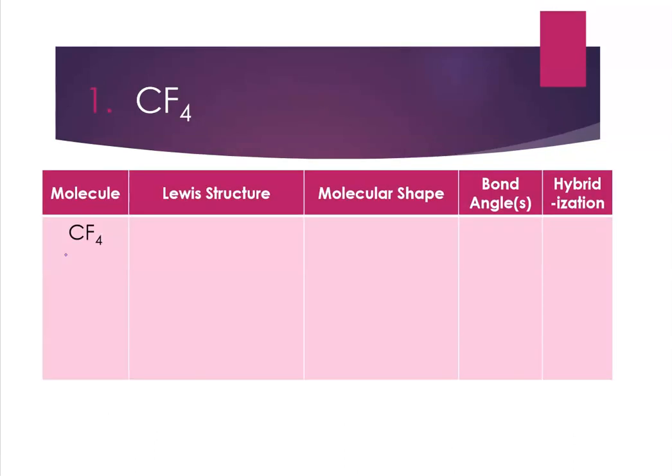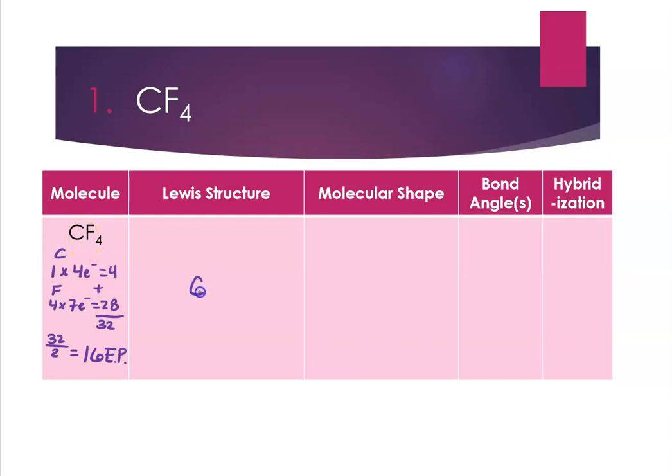We'll start with CF4. So the first thing I want to do is count the number of valence electrons that I have available to me. Let's start with carbon. I have 1 carbon. It's in group 14, so it has 4 valence electrons, so I have a total of 4 there. Fluorine, I have 4 of them. It's group 17, so I have 7 valence electrons, so that's 28 there. 4 plus 28 is 32. 32 divided by 2 gives me 16 electron pairs to work with.